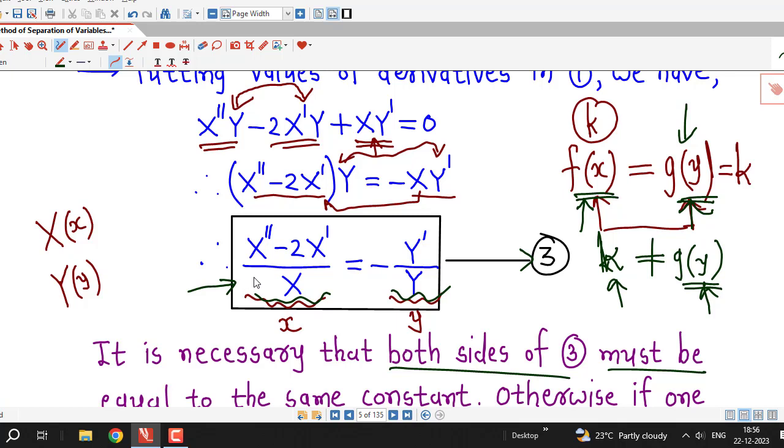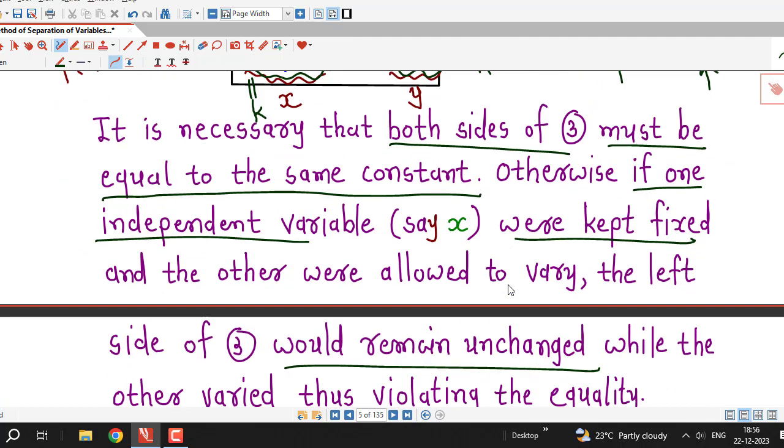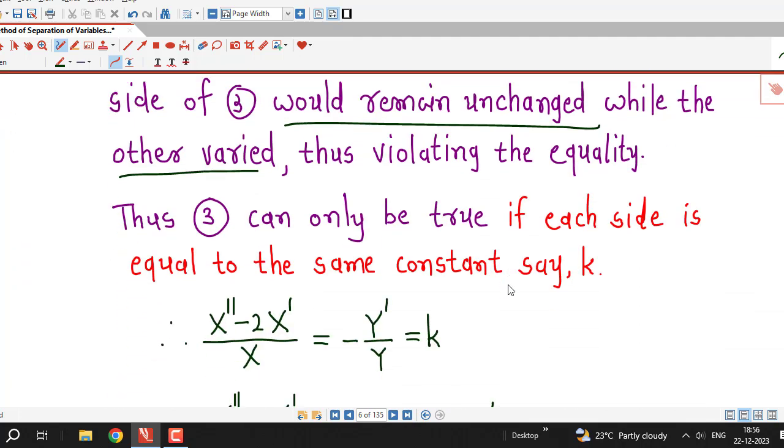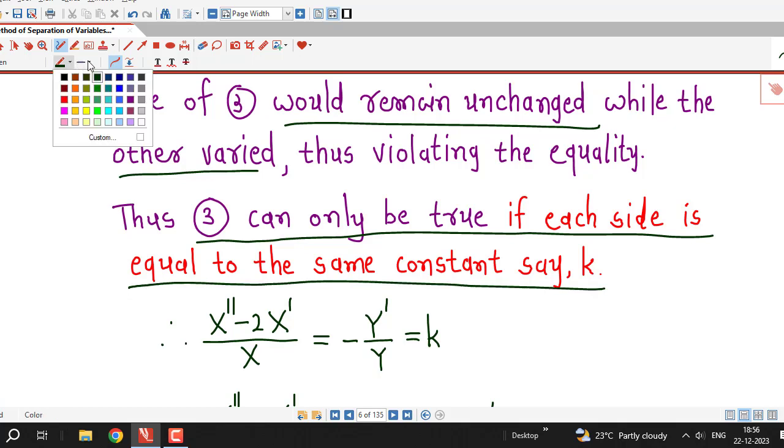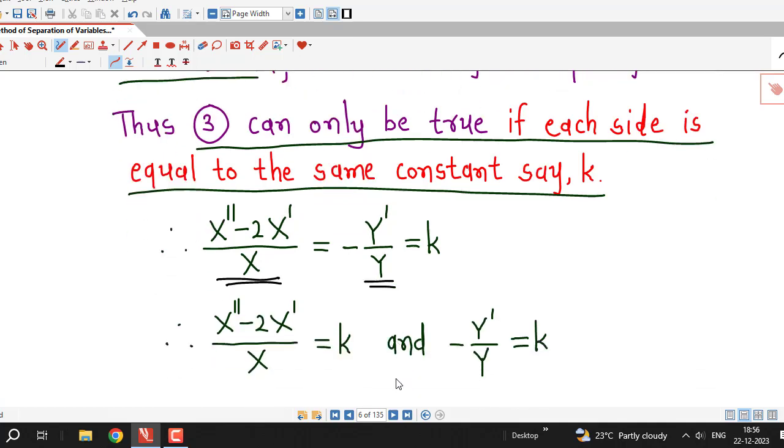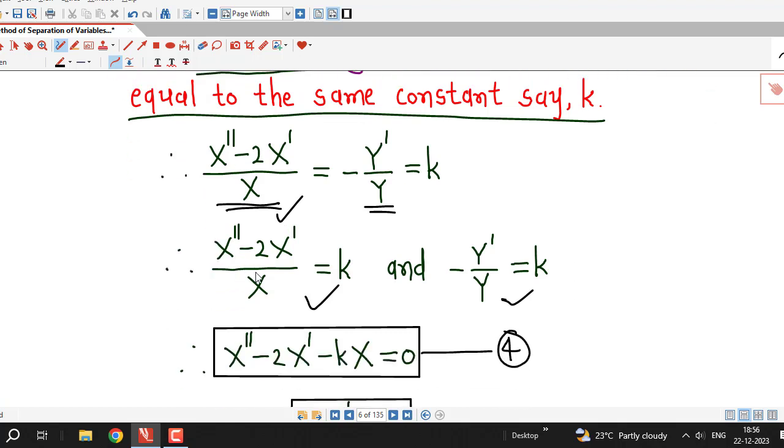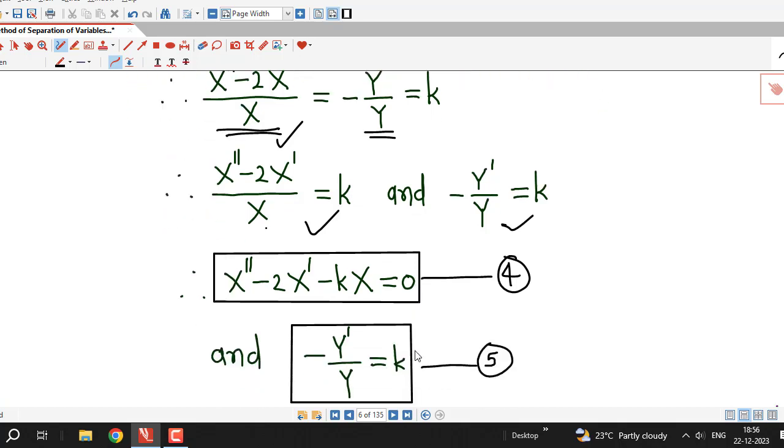So therefore we can write this is equal to some constant, say k, and this is also equal to the same constant, say k. So here I have written that equation 3 can only be true if each side is equal to the same constant, say k. So we have written this is equal to k and this is equal to k. Now I have written these two equations, and this I can rewrite as X double dash minus 2X dash equal to kX, and then X double dash minus 2X dash minus kX equal to 0, and we keep this as it is.